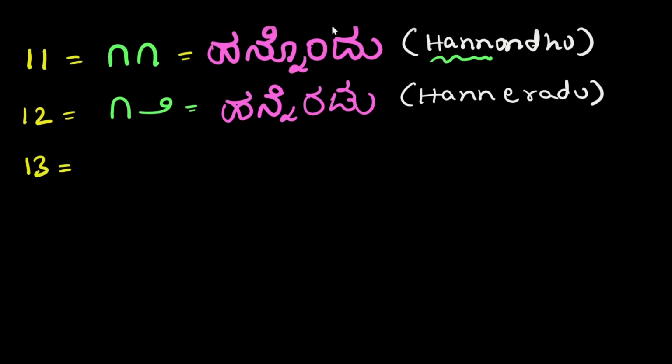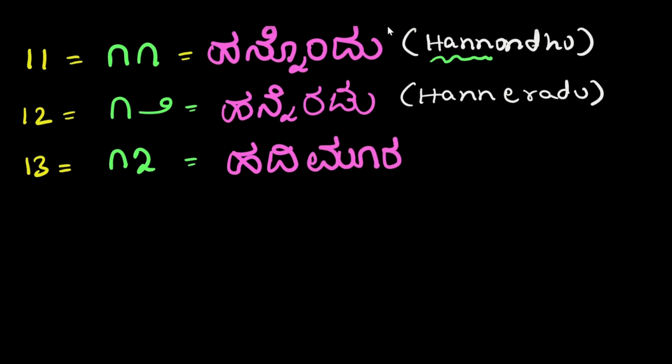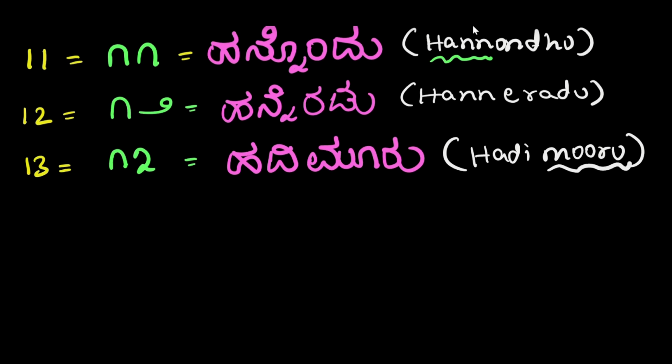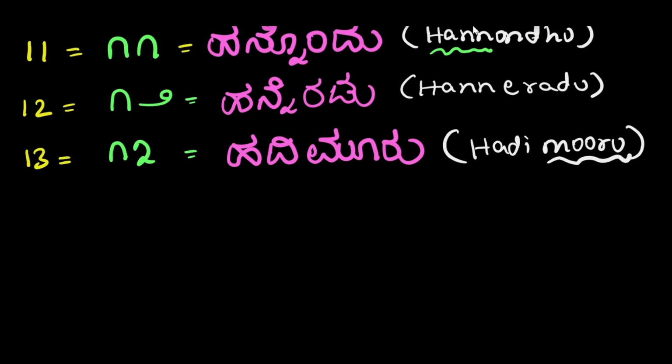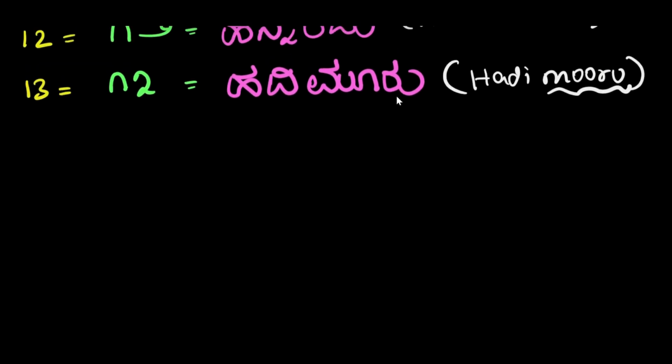And 13 is slightly different. So 1, 3 is 13, and 13 is pronounced as Hadi. So you have to say Hadi, and then add 3 to this. 3 means Mooru. Okay. Hadi, Mooru. So till 18 you have to add Hadi at the beginning as the prefix. Mooru is nothing but 3, right? Hadi, Mooru is for 13.